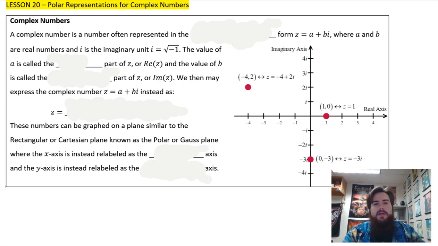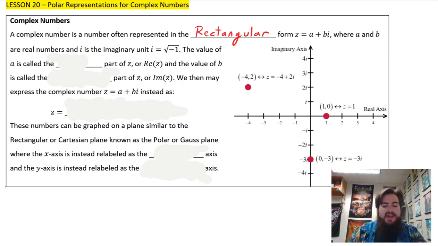A complex number is a number that is often represented in what is called the rectangular form of a plus bi, where a and b are both real numbers, and i is the imaginary unit, or the square root of -1. The value of a is also known as the real part of z, or Re(z), and the value of b is called the imaginary part of z, or Im(z).